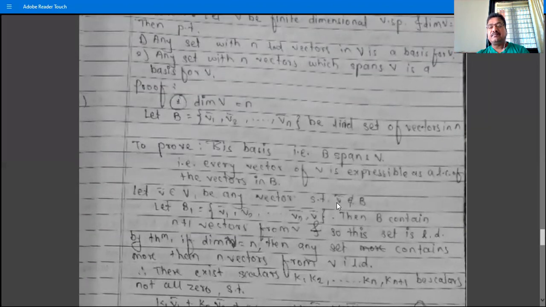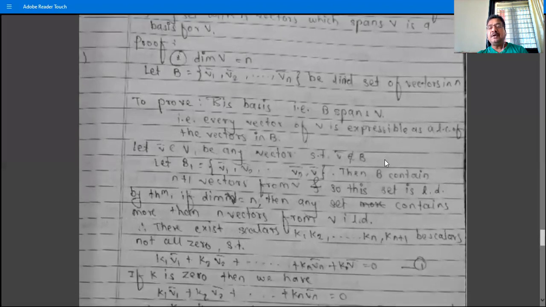Suppose v̄ belongs to B and v̄ is equal to v2, then how can we write this v̄, that is v2, as a linear combination of v1, v2, ..., vn? We write v2 as 0·v1 + 1·v2 + 0·v3 + ... + 0·vn. So if v̄ belongs to B, then we have to show v̄ as a linear combination of v1, v2, ..., vn, and we can easily show it is a linear combination.